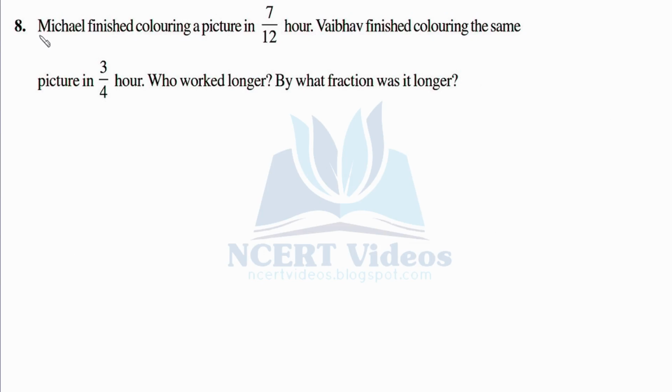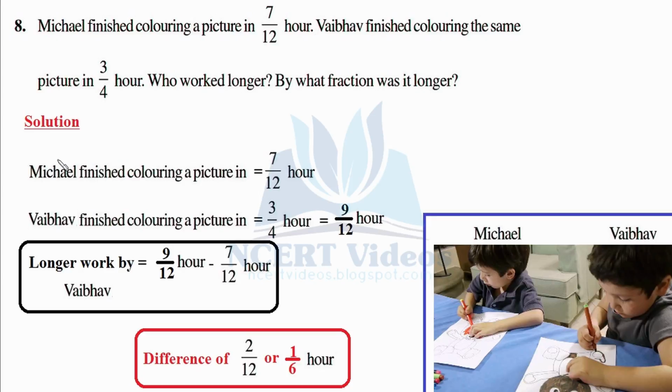Question 8. Michael finished coloring a picture in 7/12 hour. Vaibhav finished coloring the same picture in 3/4 hour. Who worked longer? By what fraction was it longer? Now here you can consider this is Michael and this is Vaibhav. They both are drawing the same drawing. So what we have to find is who worked longer. That means who worked for a longer amount of time.